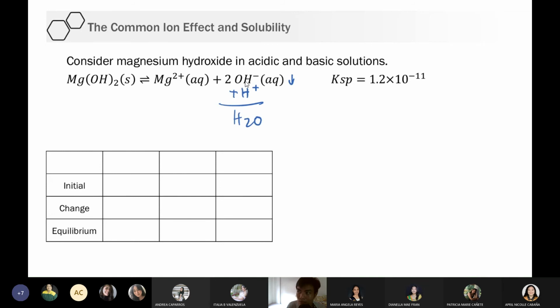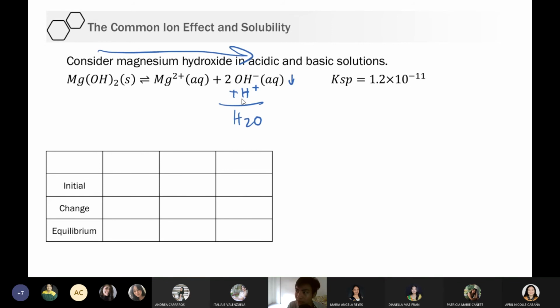Kasi mababawasan yung OH kasi nag-react siya with H+ to produce water. Na-neutralize silang dalawa. That means bababa yung concentration ng OH. And as a result, sabi ni Le Chatelier, in his principle, if you decrease the products, the equilibrium will be shifted to the right. Okay? That's why yung ating magnesium hydroxide, it will be more soluble in acidic media.